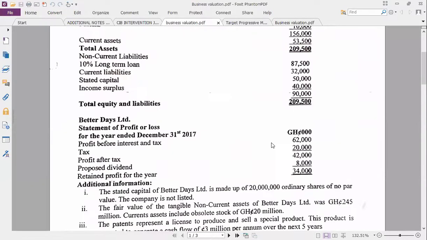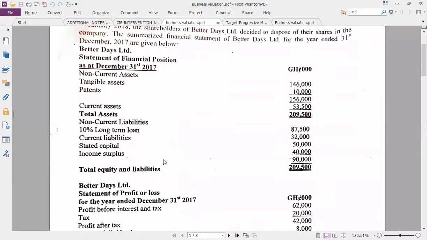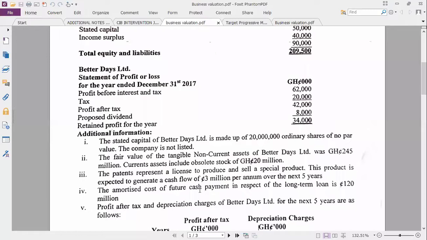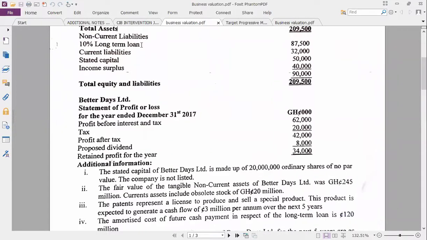So let's go and put the current and non-current liabilities. From the question, your financial statement only has non-current liabilities. They have a 10% long-term loan and then current liability. Let's pick just the current liability, because they inform us that their debenture, or the non-current liability, has an amortized cost of 120 million. So we have to use the 120, not the value that is stated there.